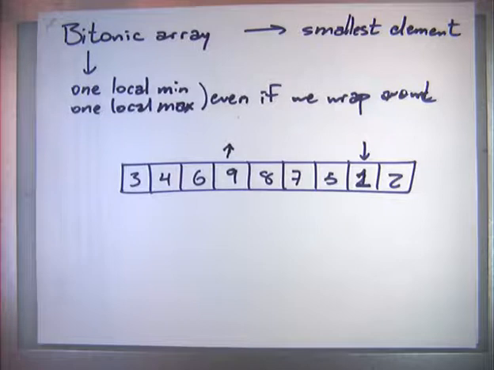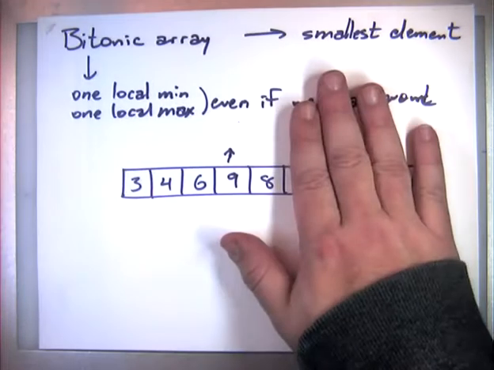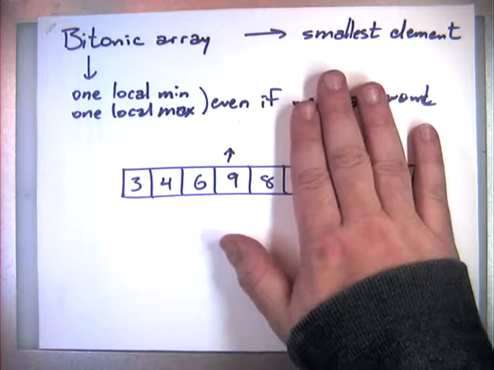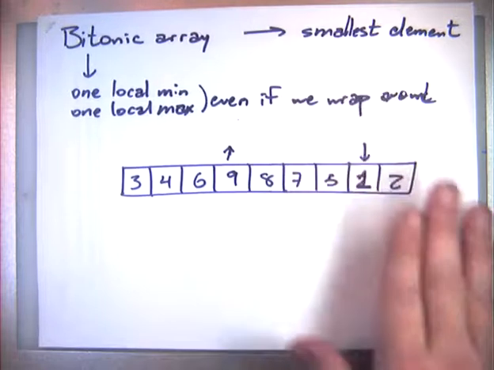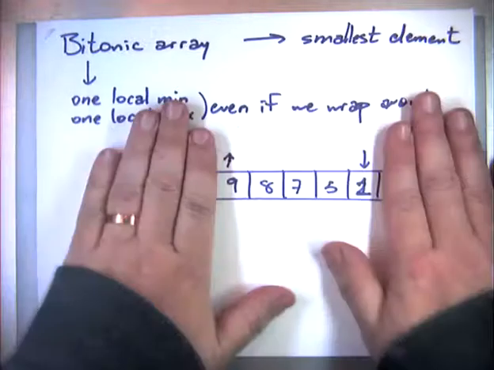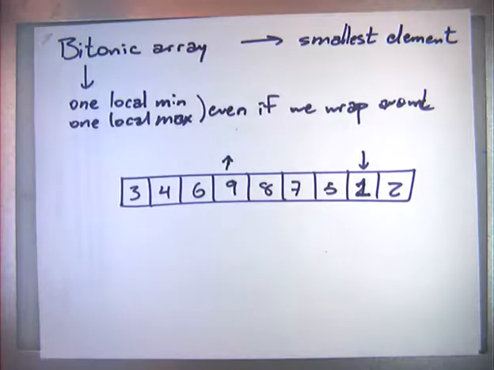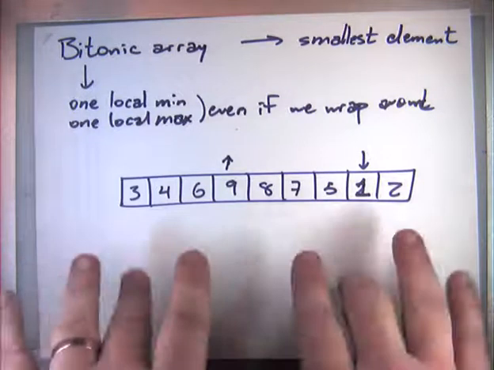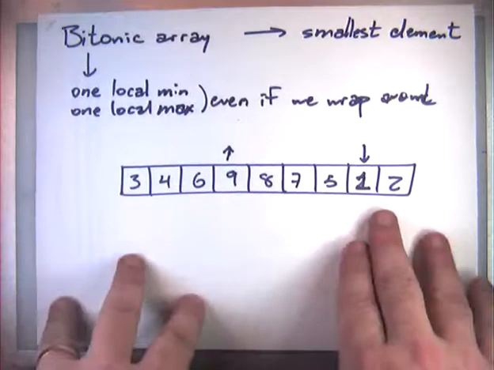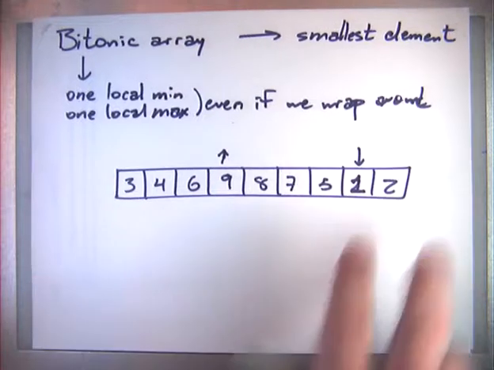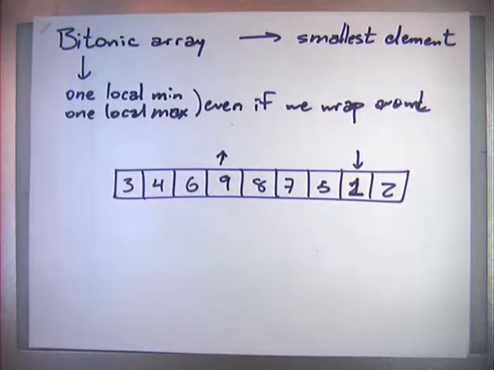Now, one thing to notice is that when I pick half of the array, whichever half I pick, that half of the array will be bitonic. A subarray of a bitonic array is still a bitonic array. So when I recurse, I really can just recurse. The trick is going to be, how do I figure out whether the minimum is going to be on the left or going to be on the right?